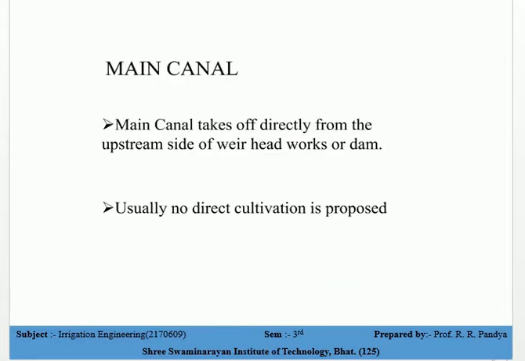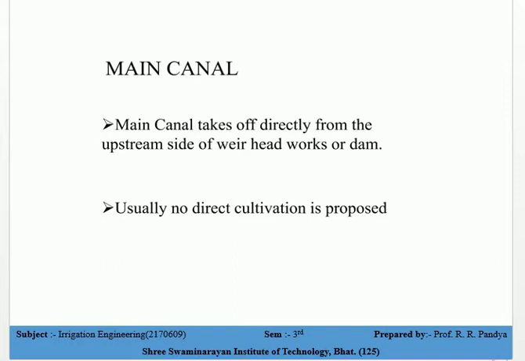Let's jump to the main canal. From this figure, what is the main canal? The main canal takes off directly from the upstream of a weir head works or a dam. Usually no direct cultivation is proposed on it. Also the main canal is the principal canal of a network of irrigation canals which carries water directly from the river or reservoir or dam, etc. It carries a heavy discharge and supplies the water to branch canals and major distributaries.